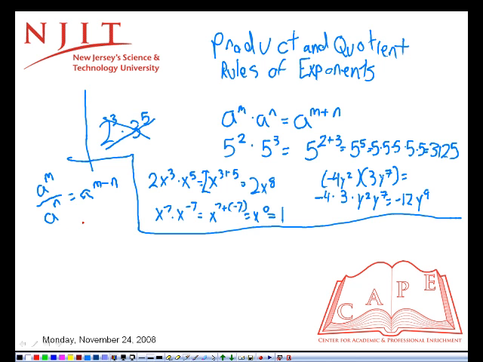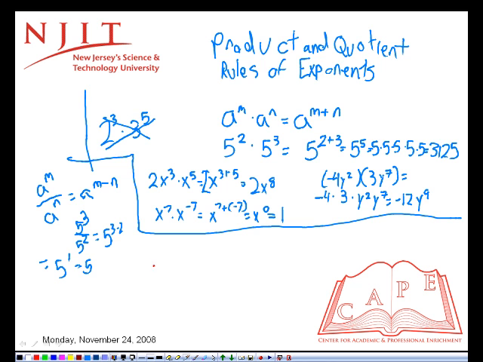So for example, 5 to the power of 3 divided by 5 to the power of 2 is equal to 5 to the power of 3 minus 2, which is equal to 5 to the power of 1, which is equal to 5.